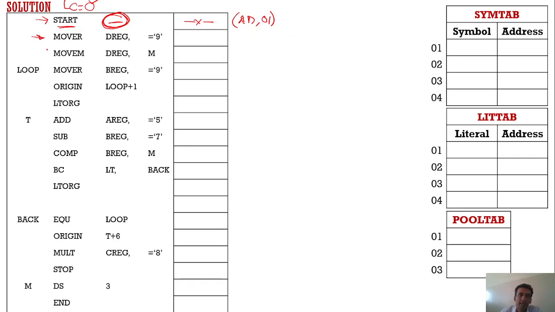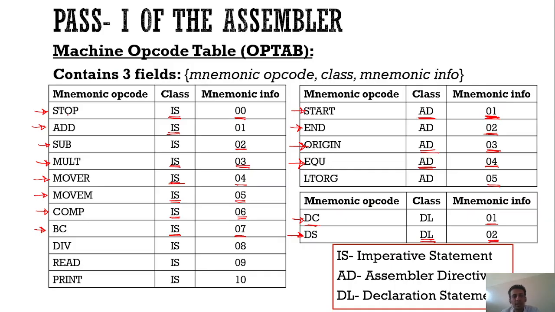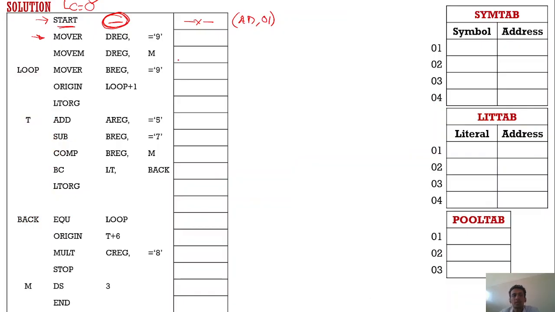Referring to the second line, which is MOVER. Now if you refer to the table, you will get to know it has the class imperative statement and mnemonic info is 04. So we do need to perform LC processing. Current LC is 0 and the length of the instruction we are considering is 1. So increment 1 into the LC, 0 plus 1, 1. Next LC is going to be 1.